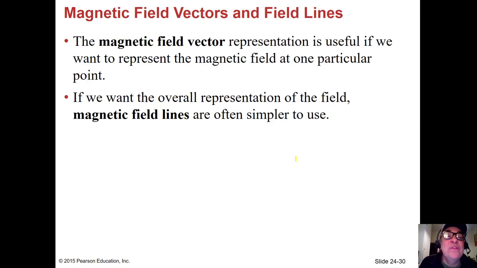Okay, so the magnetic field vector representation is useful, just like it was when we did electricity. It helped us to solve some problems. Okay, if we want the overall representation of the field, magnetic field lines are just sort of a way of thinking about it. So you have a bar magnet. You don't see these things. They're sort of a human-made idea, but it helps us visualize what's going on.